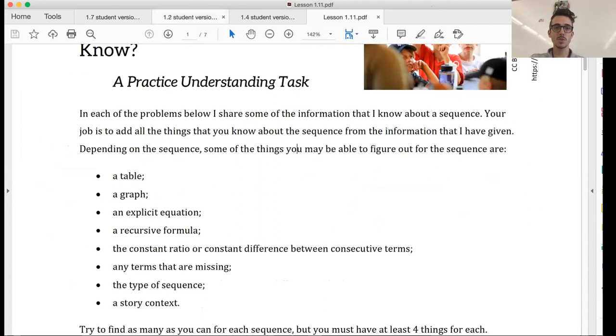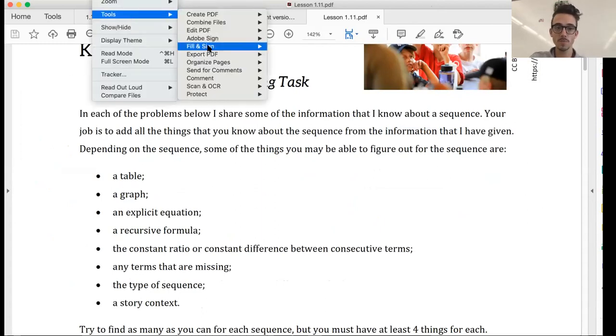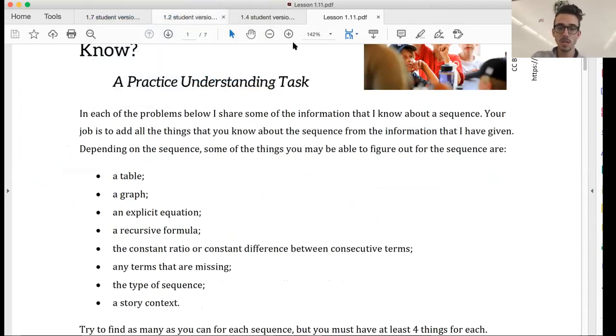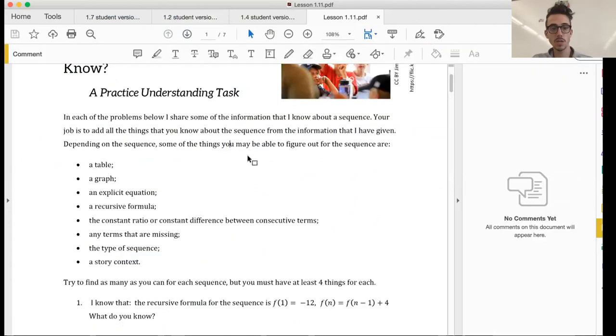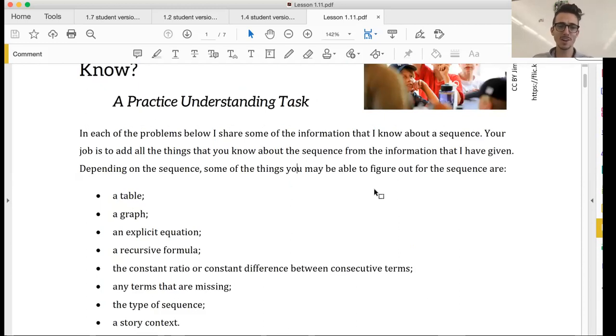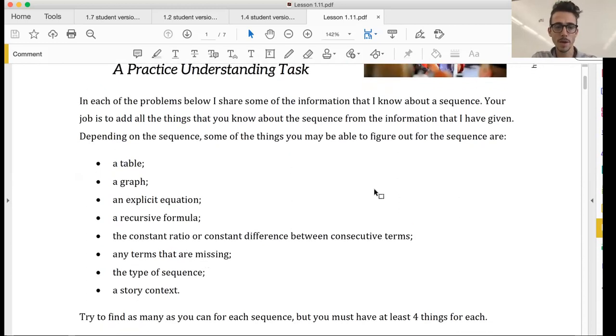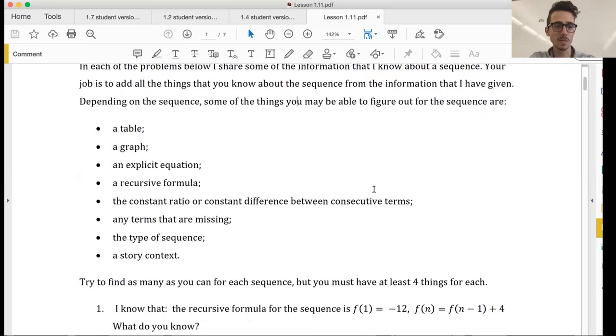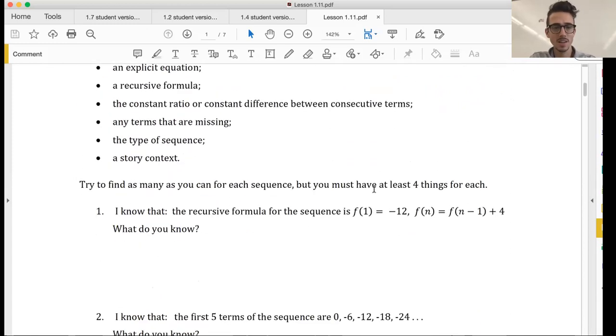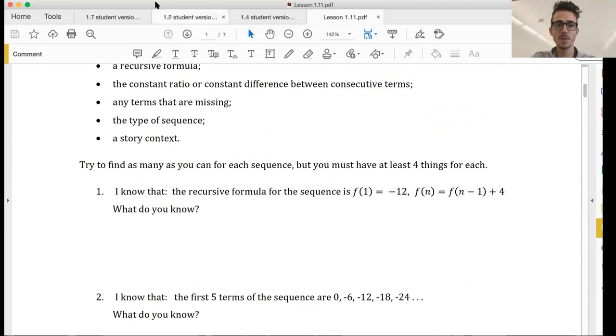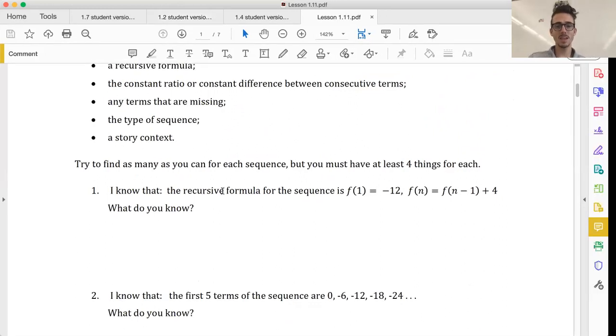Recall that we can knock those out if we know our previous term, and we can take it further from there. We can also talk about constant ratios, or constant difference, or common difference. I don't know why they call it constant, but that's one way to think about it. Any missing terms, the types of sequence, story context, that's going to be us this whole time. It's just talking about these sequences and seeing everything that we can say about them, at least a minimum of 4, but I'll leave it up to you to kind of get the rest. So let's dive right in.